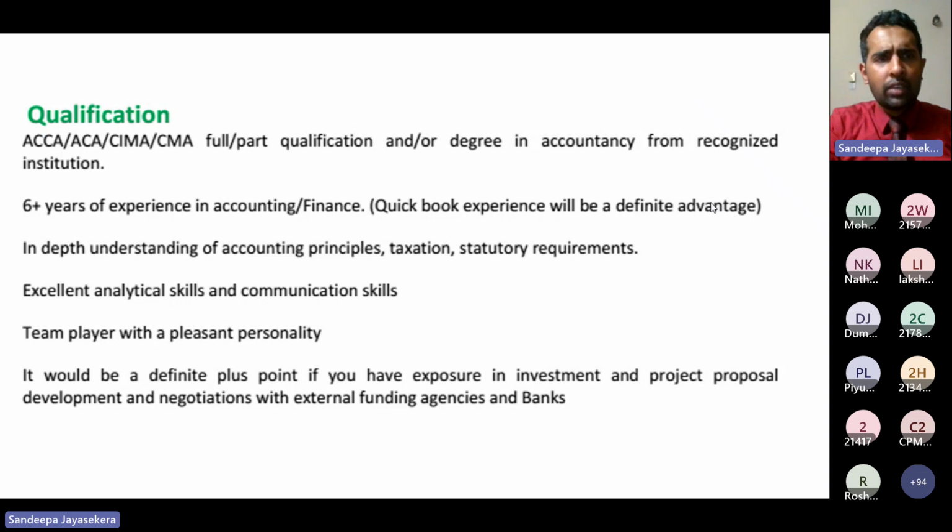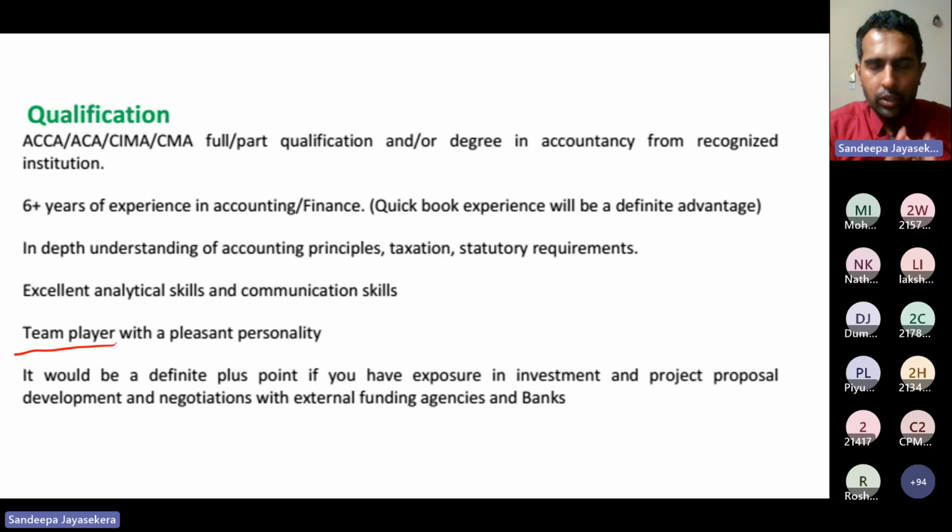Right, they are also asking for the professional qualification of ACCA, Chartered, CIMA, CMA, and a degree in accountancy, and the experience in number of years. Once again, they're asking, QuickBooks experience will be a definite advantage. In-depth understanding of accounting principles, taxation, statutory requirements, excellent analytical skills and communication skills, and they're asking you to become a team player as well, right? And they're asking about investment and project appraisal, negotiations, this and that, right?